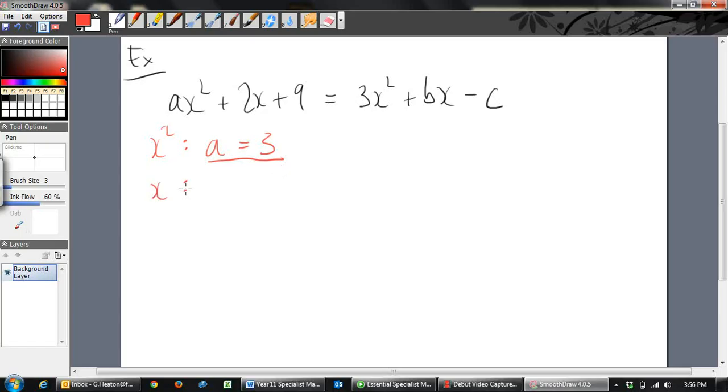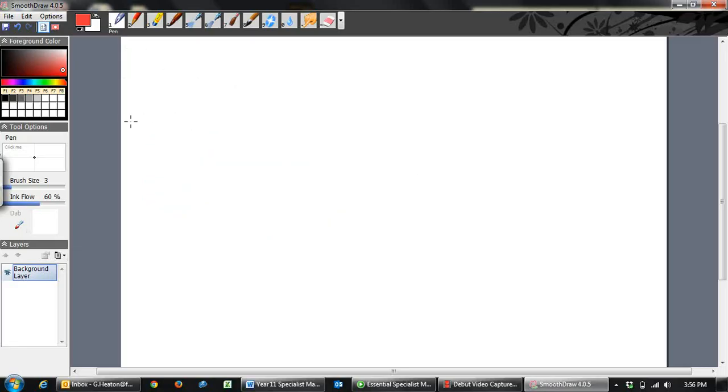Easy. Let's have a look at the x's. How many x's do we have on this side? We've got 2. And on this side, how many have we got? We've got b, and so we have b is equal to 2. And then we've got x to the power 0, which is just our constant here. What's our constant on this side? It's 9. And on this side, what is it? It's negative c. So therefore we have c is equal to negative 9. And so that's just what we're talking about. We look at each of the powers and just equate the coefficients. It's called equating coefficients.